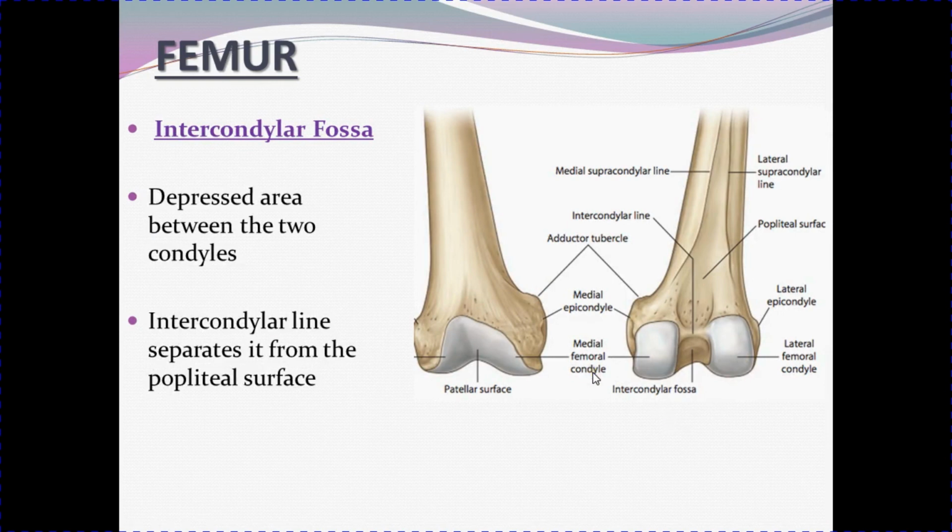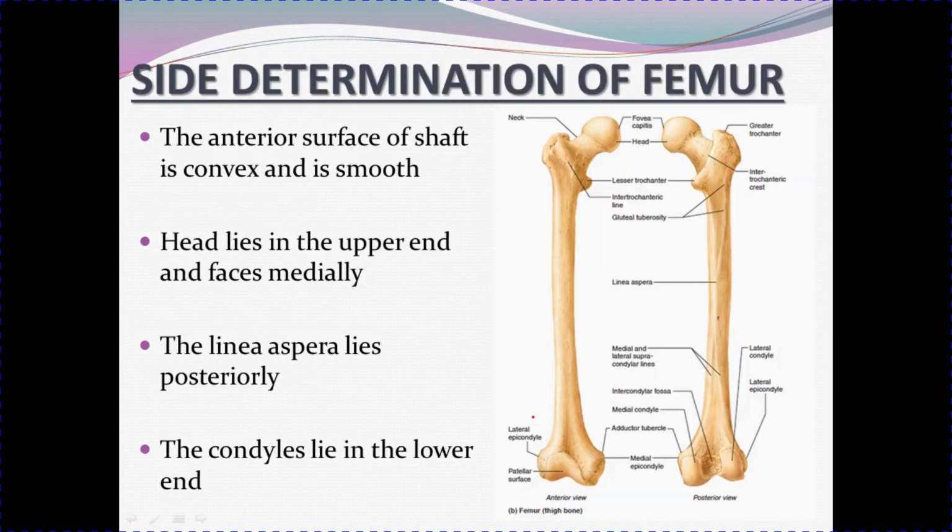The intercondylar fossa, as we said, is a depressed area present between the two condyles, separating the two condyles. The intercondylar line separates the fossa from the popliteal surface. This is intercondylar line and it is separating the intercondylar fossa from the popliteal surface. By this, we finish the lower end of the femur.